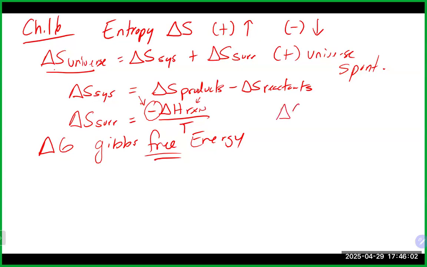We could calculate the delta G by taking delta H minus T delta S. And again, this is our free energy. This is our enthalpy. This is our temperature in Kelvin, and that is our entropy.